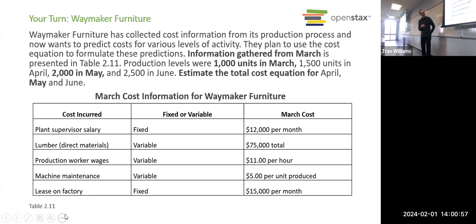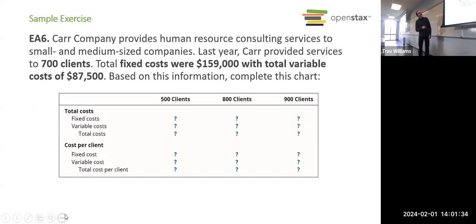Now, production worker wages, here it tells us the hourly rate. Well, that hourly rate would stay the same. We need to know the number of hours to then figure out what's the total variable cost, right? But the cost per hour would stay the same. How about maintaining the machine? If it costs $5 per unit to maintain the machine and we double the number of units, is that going to increase our maintenance costs? Yes. Right. And last one, the lease on the factory is fixed, so production could change, but the lease stays the same, right? Okay.